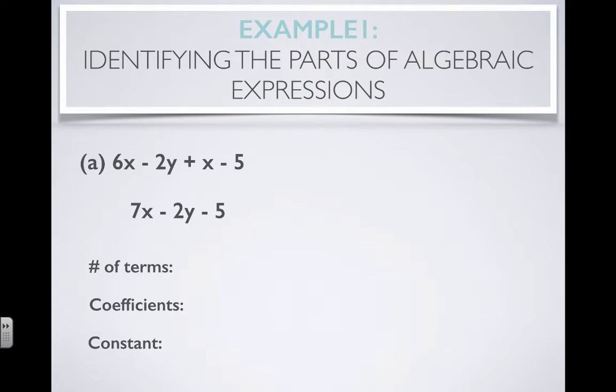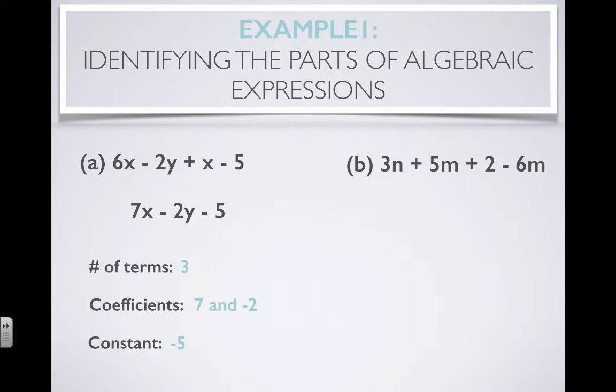The number of terms would be 3. 1, 2, 3. So there's 3 terms. Coefficients, if you remember, are the numbers in front of the variables. So the coefficient with this x term would be a 7, and the coefficient with this y term would be a -2. And the constant, remember, is the term that does not have a variable. So the constant would be right here, -5.